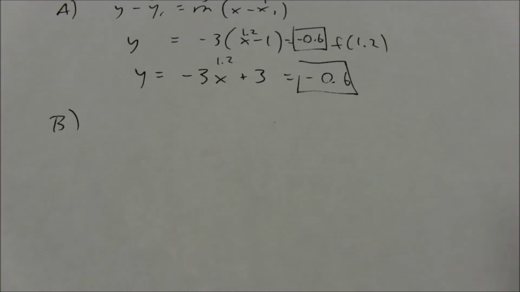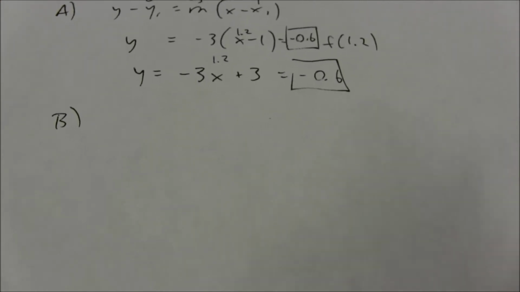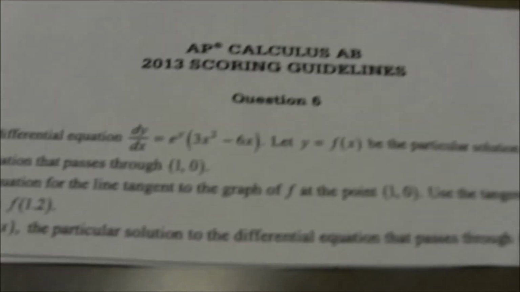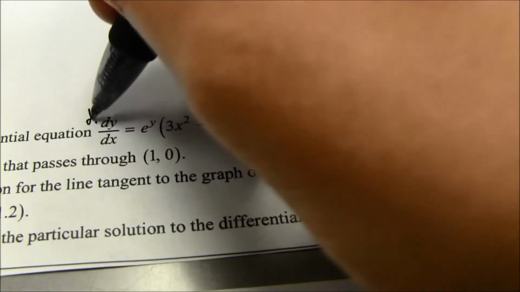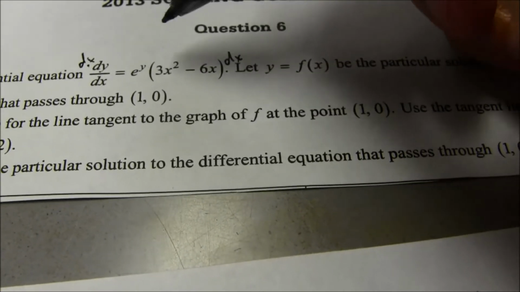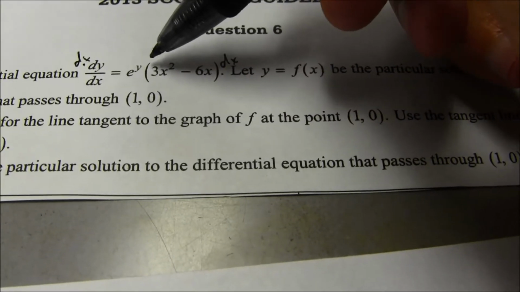Last part here, and I'm guessing it's the vast majority of the points, they want me to find the particular solution here. I'm going to multiply both sides of the original equation by dx, and then I'm going to divide both sides by e to the y. You only want to multiply and divide to move things around.